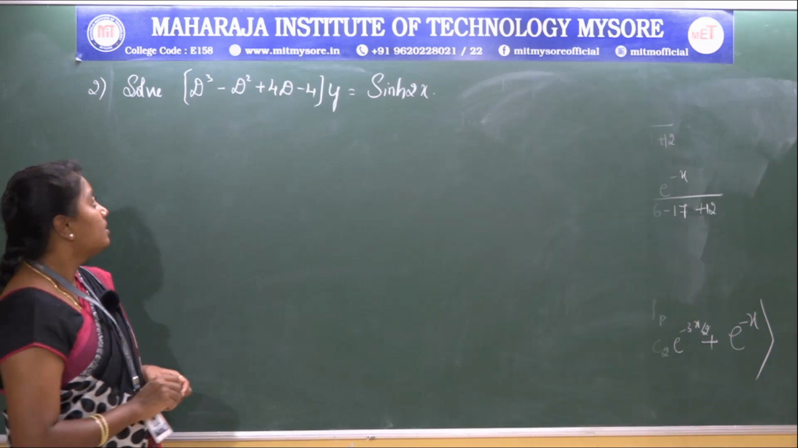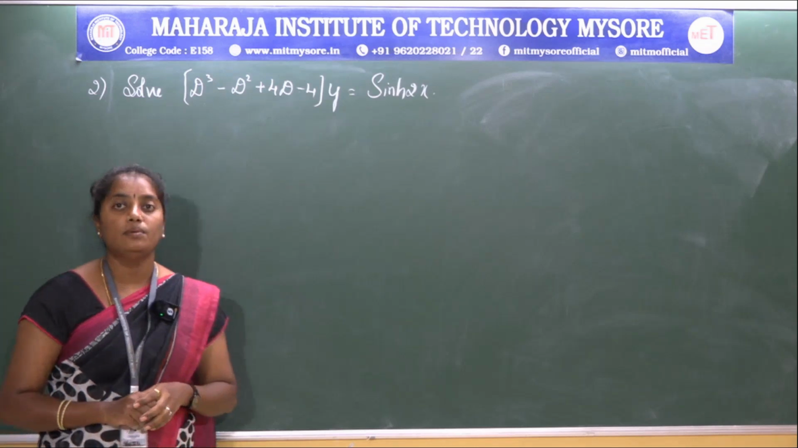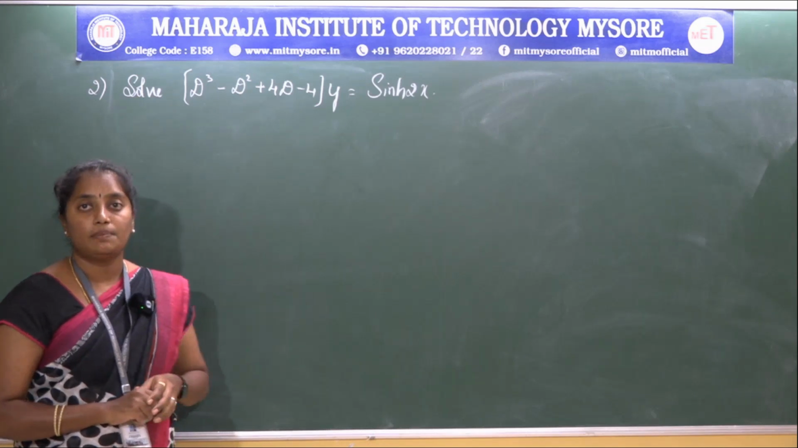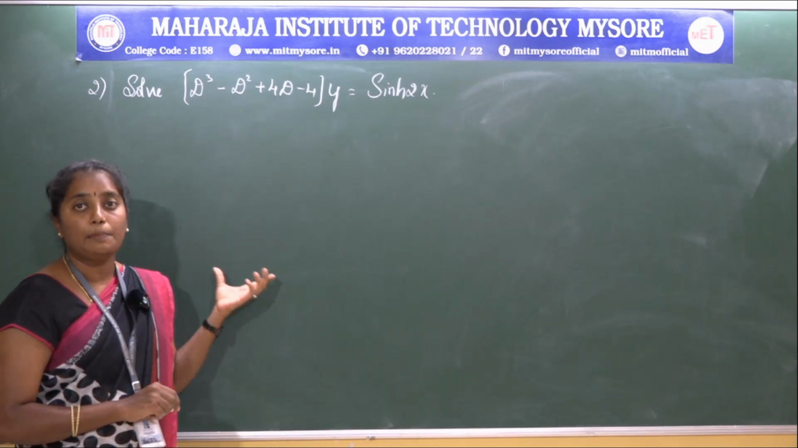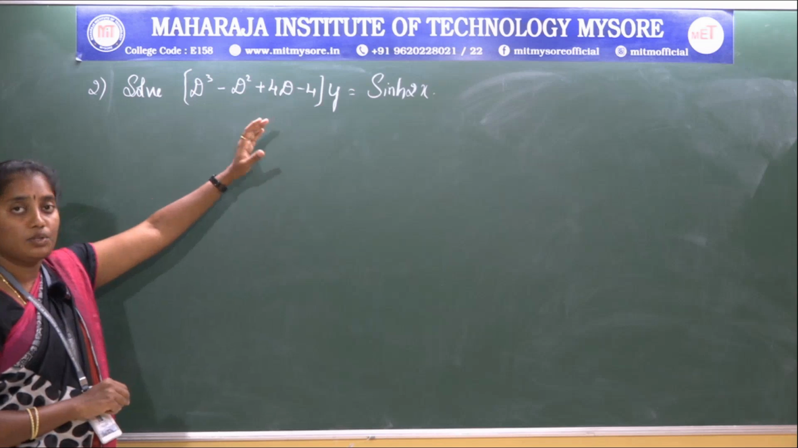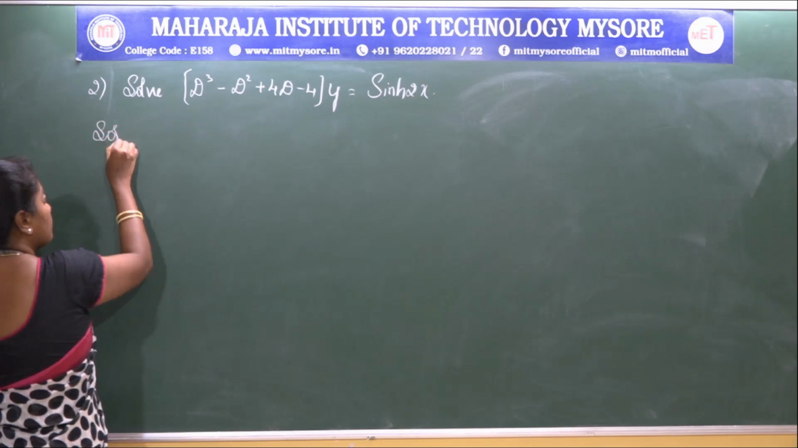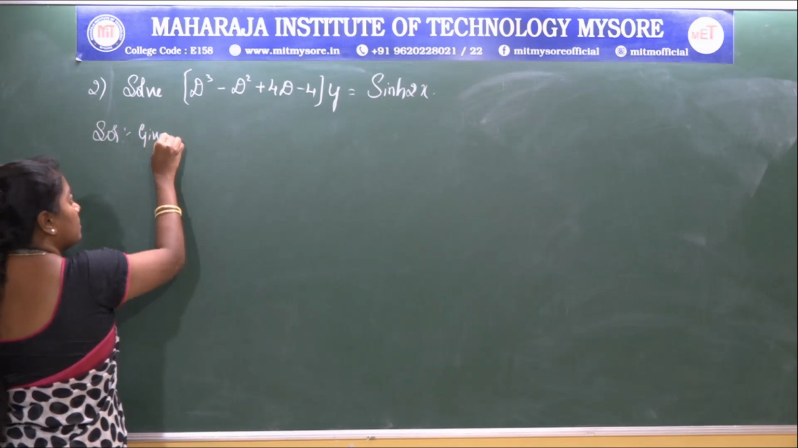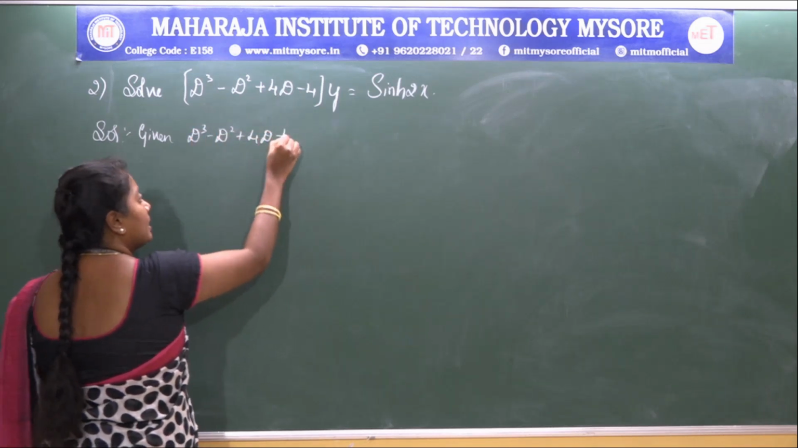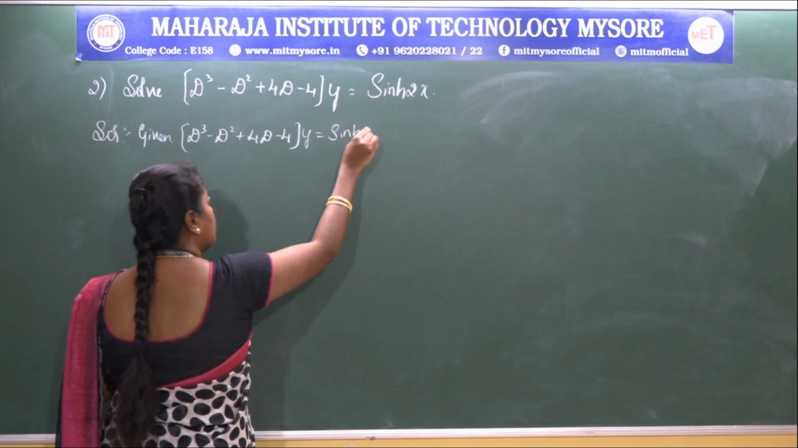The second problem: solve (D cube minus D square plus 4D minus 4) of y equal to sine hyperbolic 2x. Sine hyperbolic 2x can be written in exponential form, so it comes under type 1 category. First, finding the complementary function. Here the given equation is already in the form of a differential operator. So, given that (D cube minus D square plus 4D minus 4) of y equals sine hyperbolic 2x.